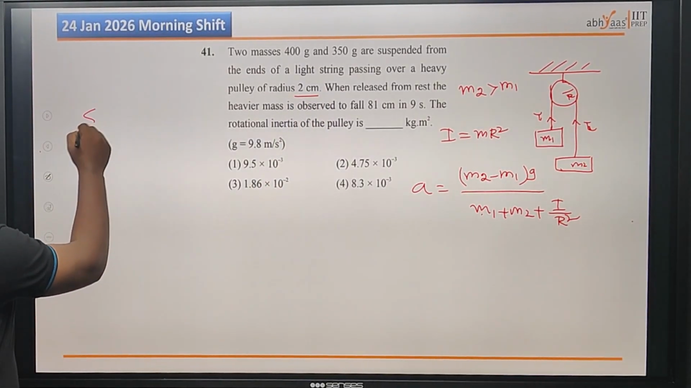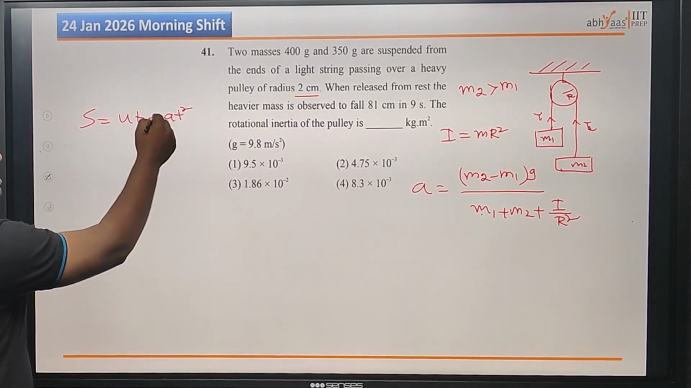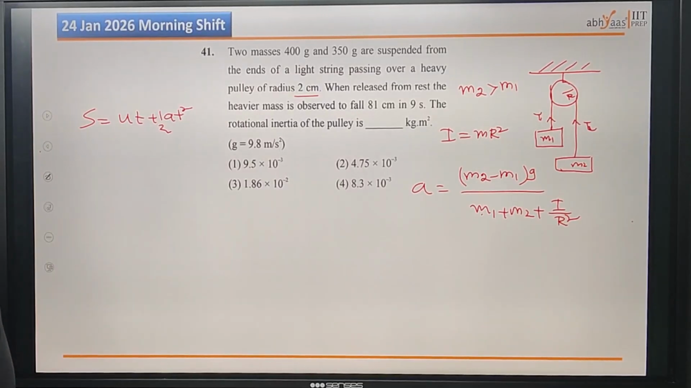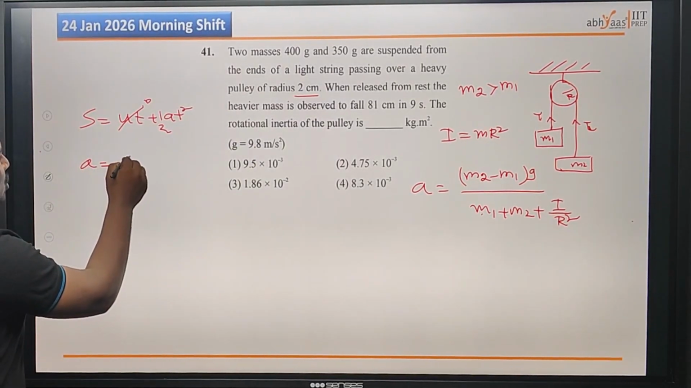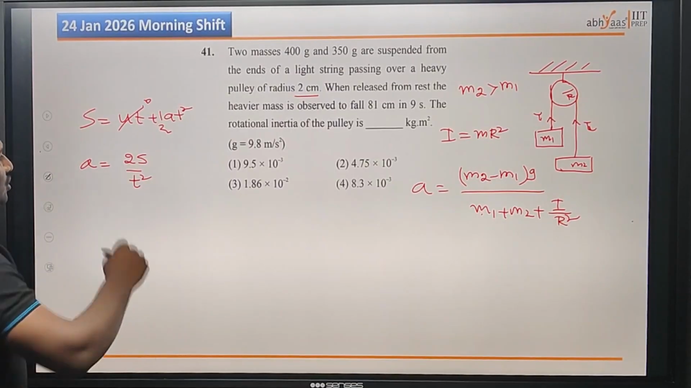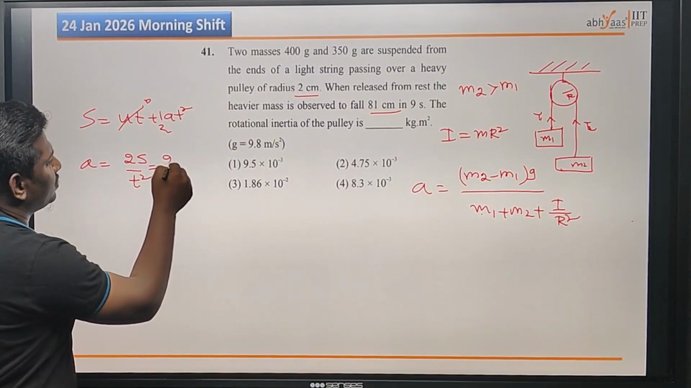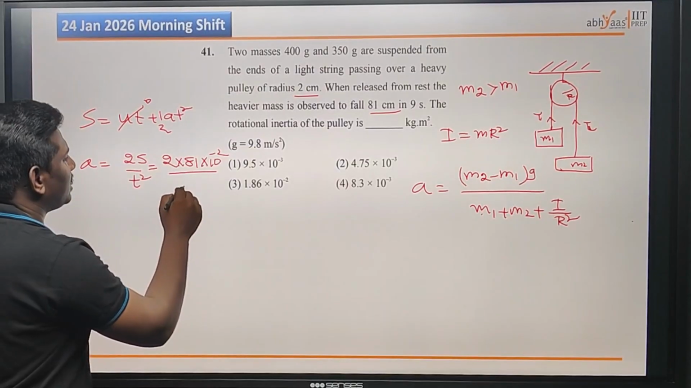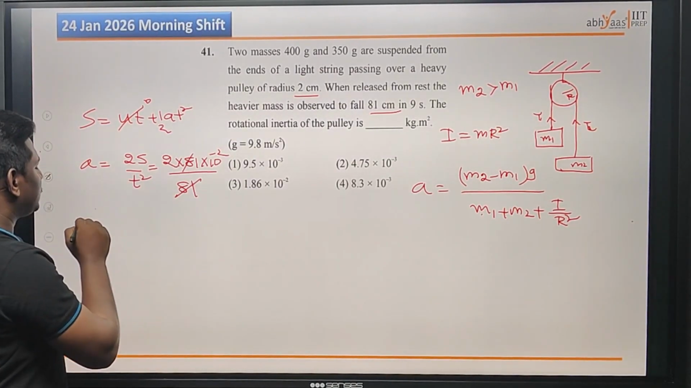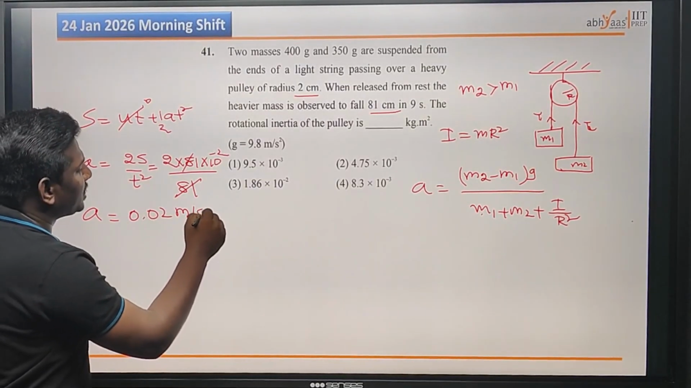How to find? S equal to ut plus half at square. So u is 0. So how to find acceleration? Acceleration can be written as 2s by t square. They have given displacement, 2 into 81 into 10 to the power minus 2 by t square, that is nothing but 81. 81 gets cancelled. a can be written as 0.02 meter per second square.